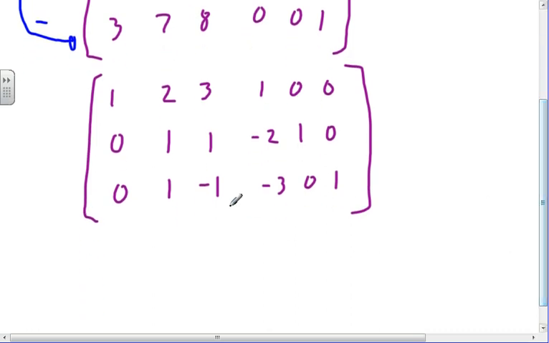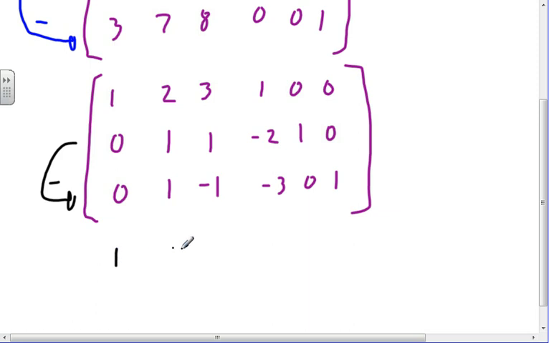Okay. Now, next thing I'm going to do is make that guy 0. I don't want to undo what I've already done. So there's no reason to add the top row to the second or third row, because that would undo the 0 that I want, right? So I'm going to get rid of this one. I'm going to take that row, and I'm just going to subtract.